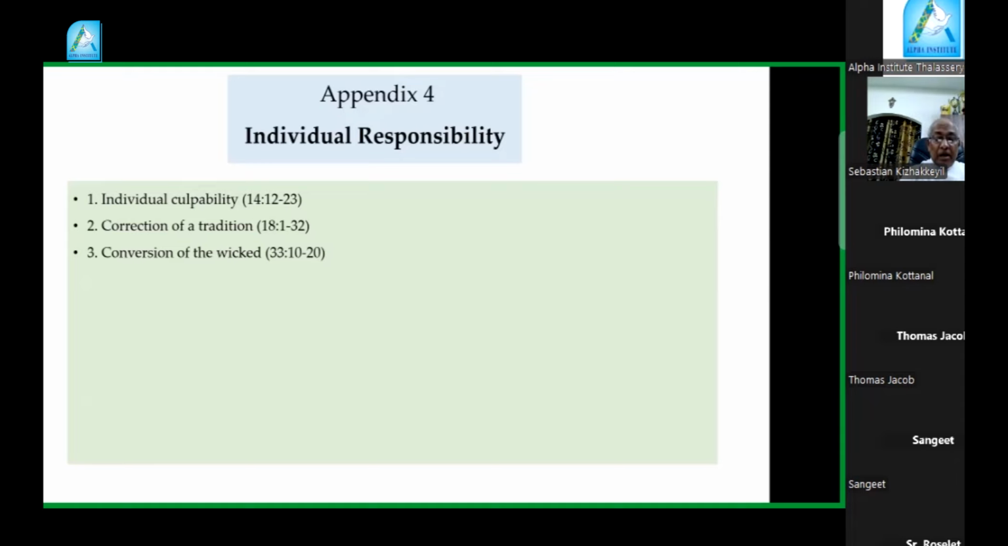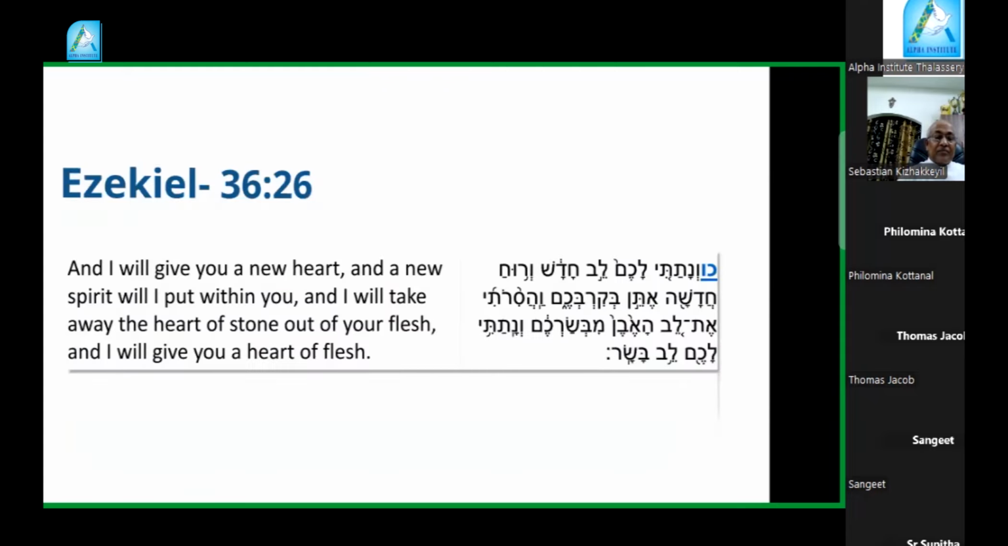I would like to tell you about one passage, Ezekiel chapter 36, 26. All of you may please take chapter 36. You can see it on the screen. One important passage. Chapter 36, 26: And I will give you a new heart and a new spirit will I put within you, and I will take away the heart of stone out of your flesh, and I'll give you a heart of flesh.